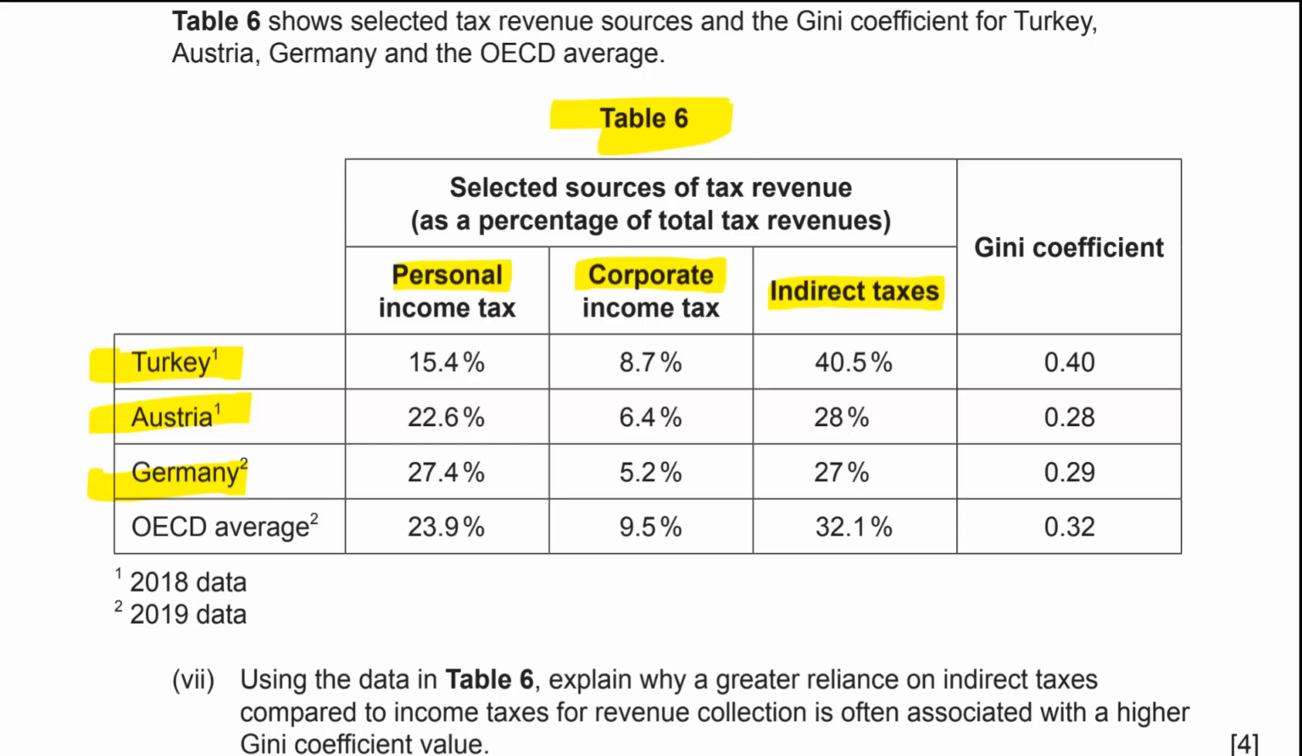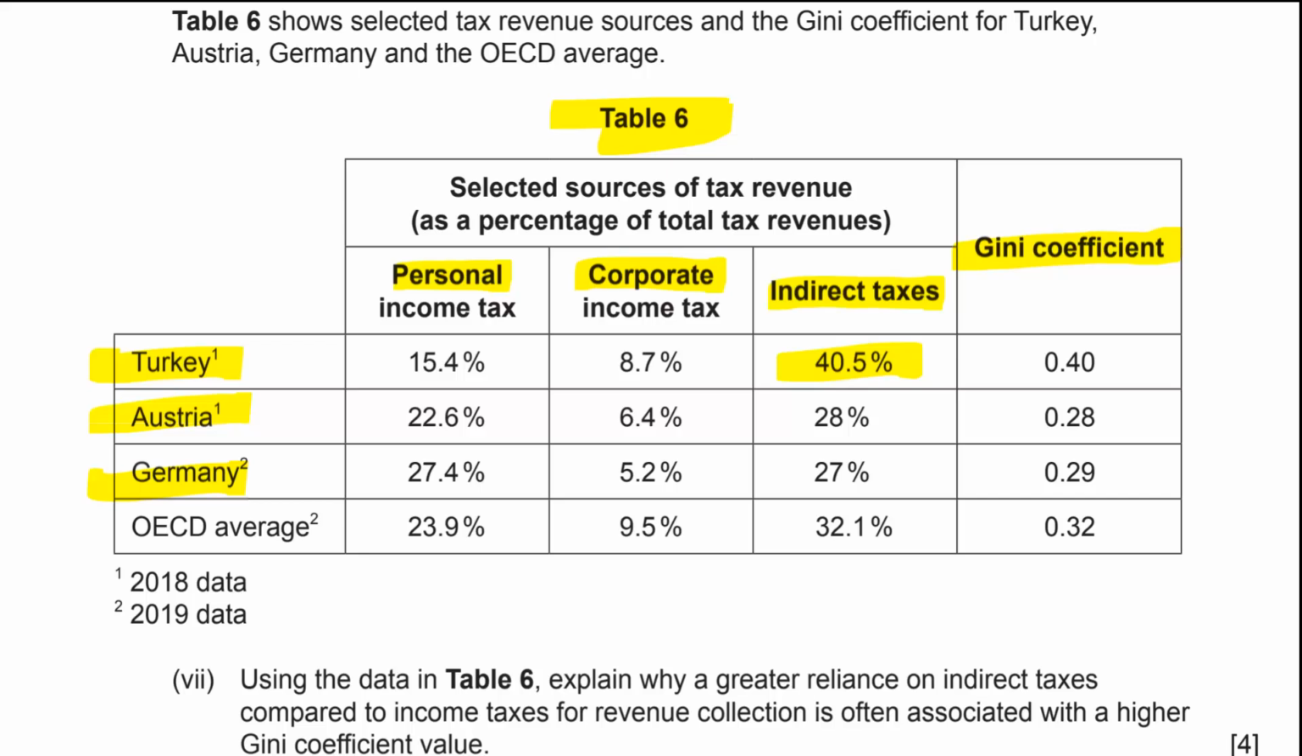So for example, in Turkey, their indirect taxes account for 40.5% of total tax revenue. So let's say I had $100 in total tax revenue, 40 of those dollars are coming from this thing called an indirect tax. Okay, so that's what this table represents. And then finally, we've got this thing called the Gini coefficient, and you guys should know that the Gini coefficient is a number between 0 and 1 that represents the amount of income inequality that exists in the country.